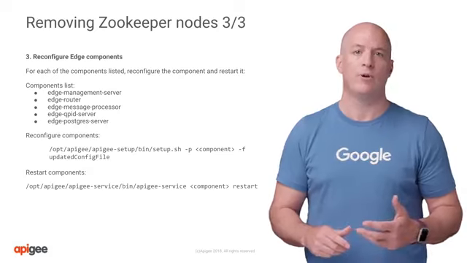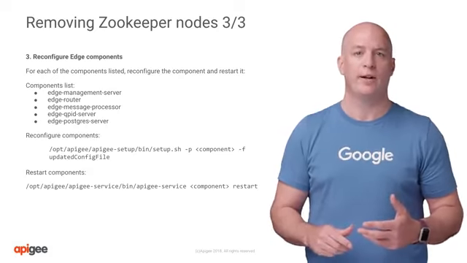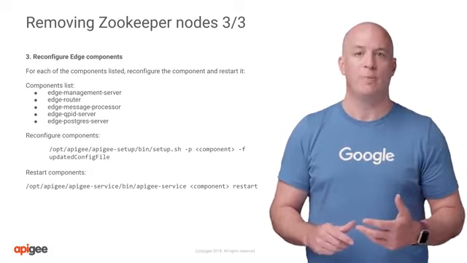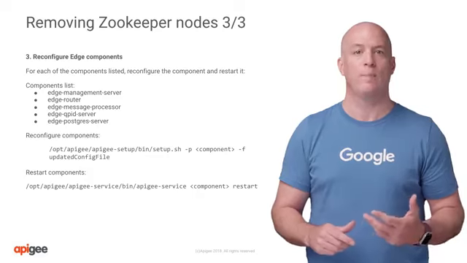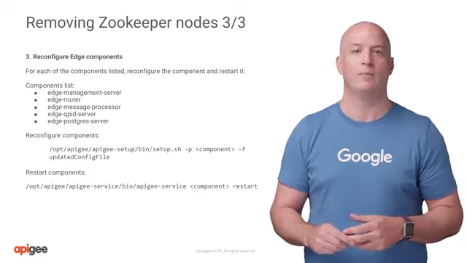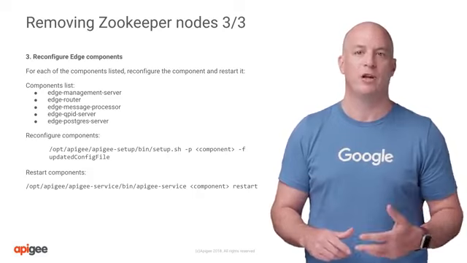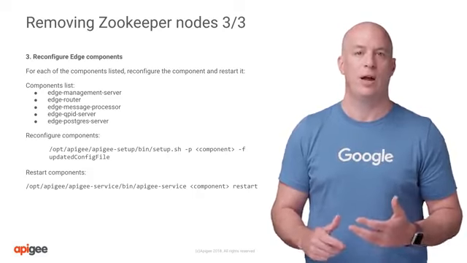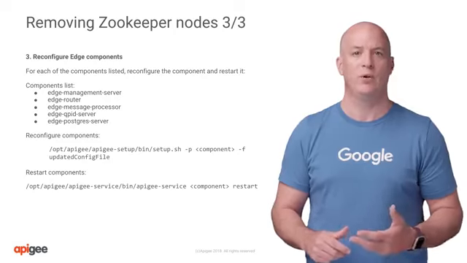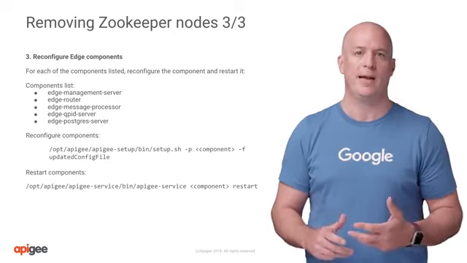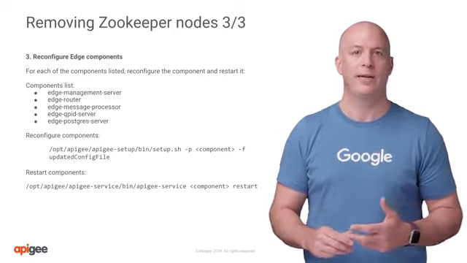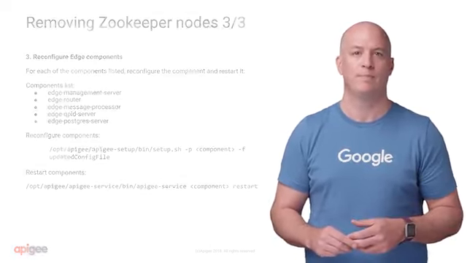The final part of removing Zookeeper nodes is to reconfigure and restart the other edge components. For each component listed, run Apigee setup and pass the appropriate profile and path to the updated configuration file. So for the Edge Management Server, MS, then the Router, R, Message Processor, MP, Qpid Server, QS, and the Postgres Server, PS. As previously, these actions should be performed serially to prevent service interruption.